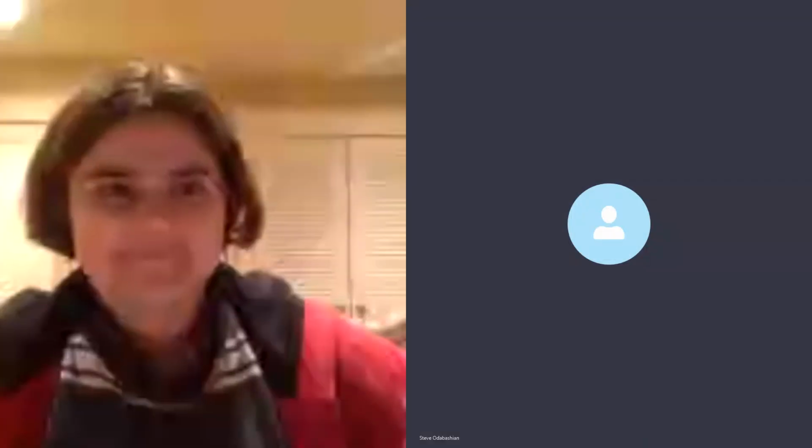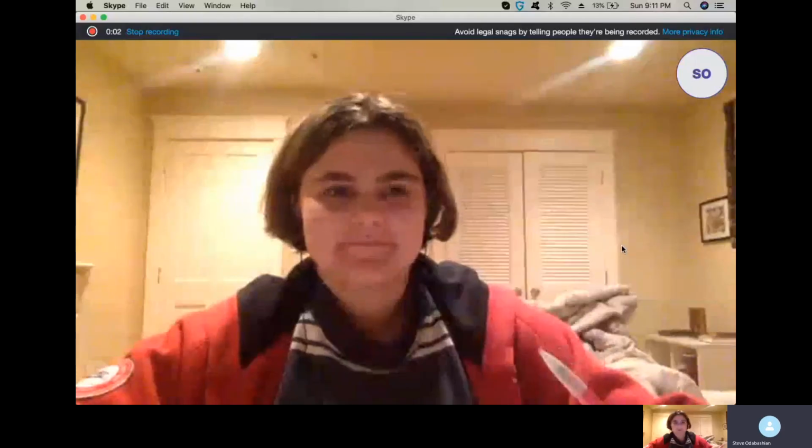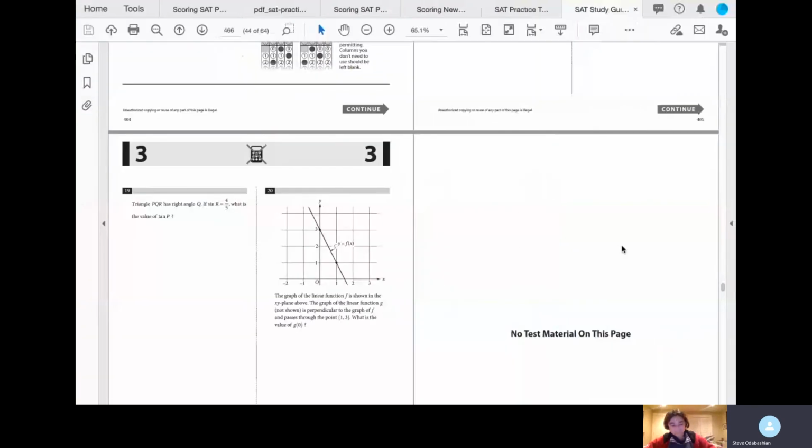This is the non-calculator section, okay? It's this one right here. Triangle PQR has right angle Q. If sine R equals 4/5, what is the value of tan P? No calculator. No choices either.